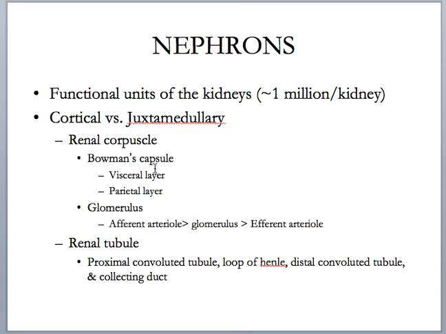When we look at the nephron, we can group it into the regions called the renal corpuscle and the renal tubule. The renal corpuscle is made of a Bowman's capsule, which has two layers, a visceral and a parietal, and the glomerulus. The glomerulus is a specialized tuft of capillaries which is going to carry out the glomerular filtration, and filtration is the first step in urine formation. And then the renal tubule is going to carry out the reabsorption and the secretion.